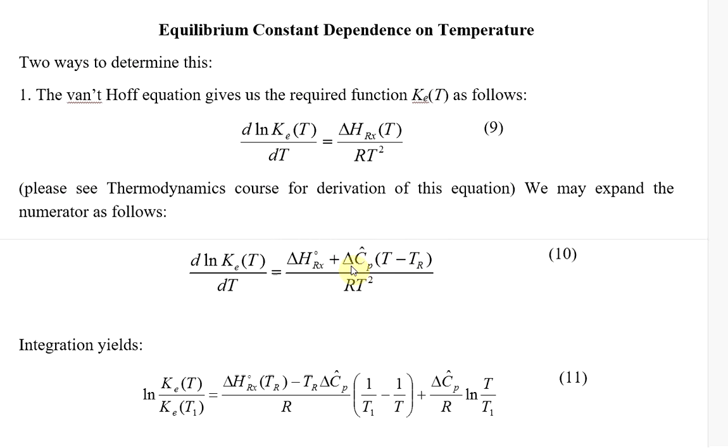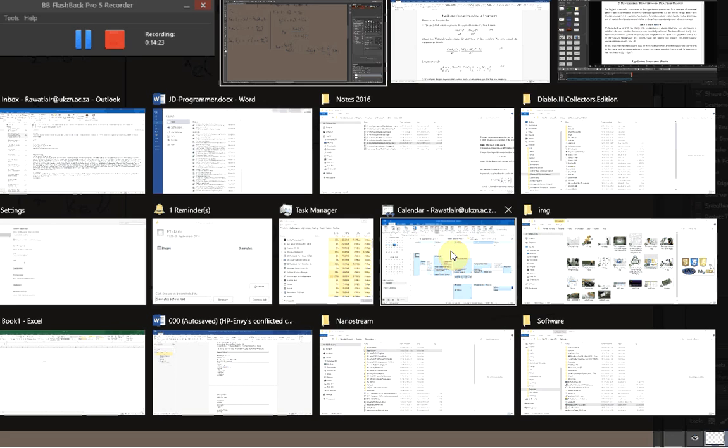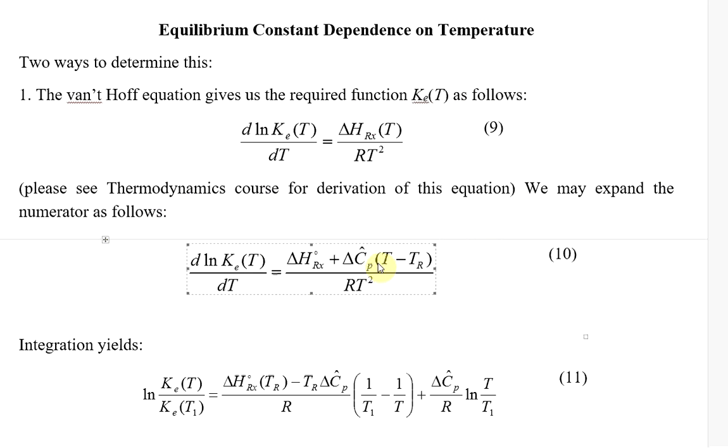So that's the delta heat capacity. So remember, delta heat capacity is the sum of the stoichiometric coefficients multiplied with the individual heat capacities. So that gives us a delta Cp. So this is all dependent on the reaction. So the specific reaction will give us the stoichiometric coefficients, and then we can evaluate delta Cp. So we've got the delta Cp here, and that's multiplied with this difference in T minus Tr.